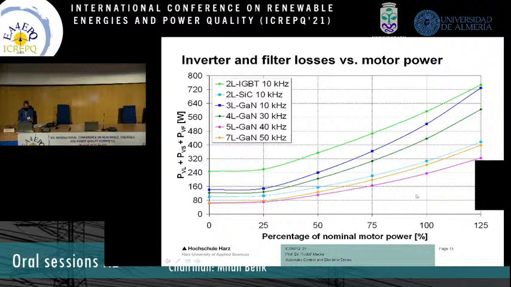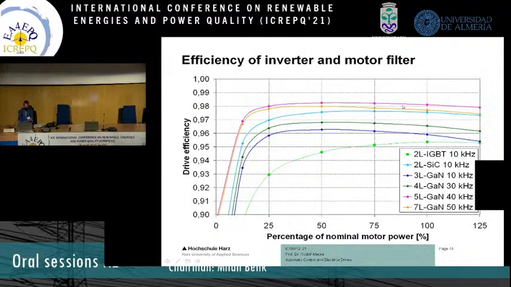So overall, by using the 5-level inverter, the losses at nominal motor operation point are reduced by 60% compared to the 2-level inverter with IGBT. This is the light green curve. This is the state of the art at the moment.